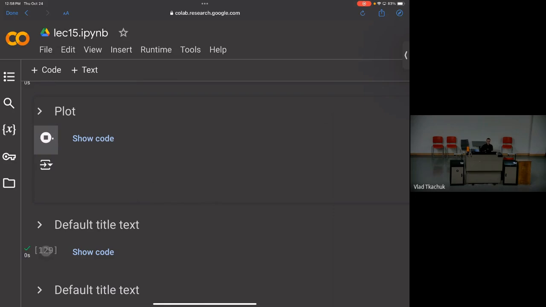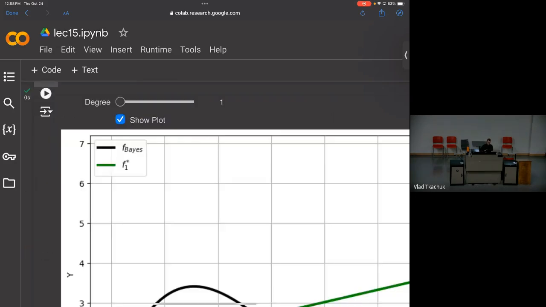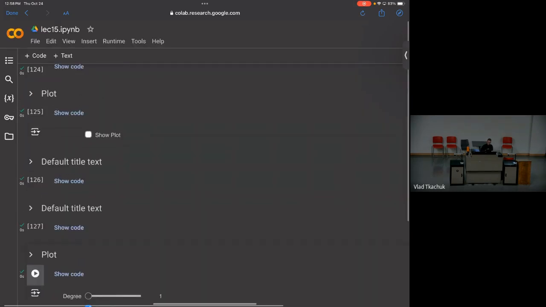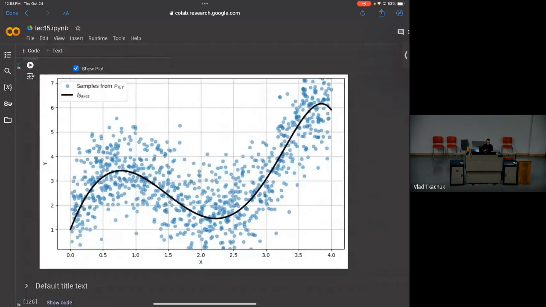So here I can actually change data set sizes and things like this. So first, here's the first plot. Here is a picture of what F-Bayes might look like. And I wanted to emphasize, what does it mean to minimize the true expected loss? The true expected loss is really what is the loss if you were to have infinitely many samples from the true distribution over feature label pairs?